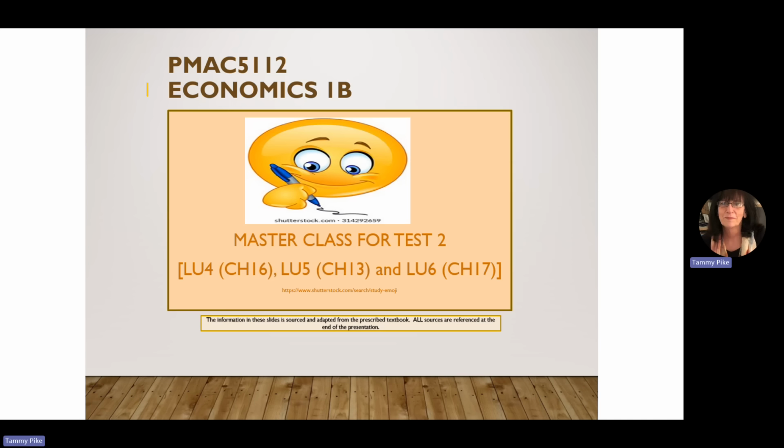Remembering what your test covers, which you all should know by now, that will be Learning Unit 4, which is Chapter 16, Learning Unit 5, which is Chapter 13, and then Learning Unit 6, which is Chapter 17. That is the foreign exchange market, measuring the performance of an economy, and then the Keynesian model.